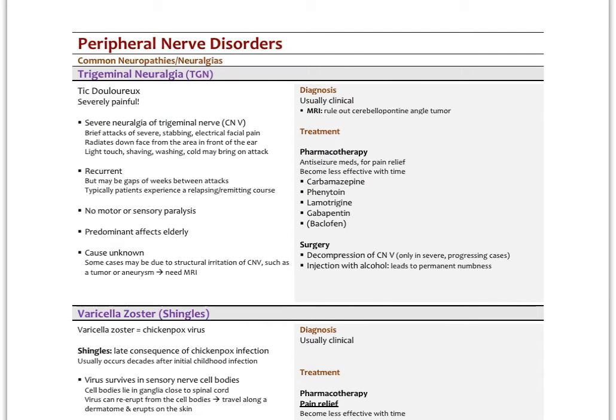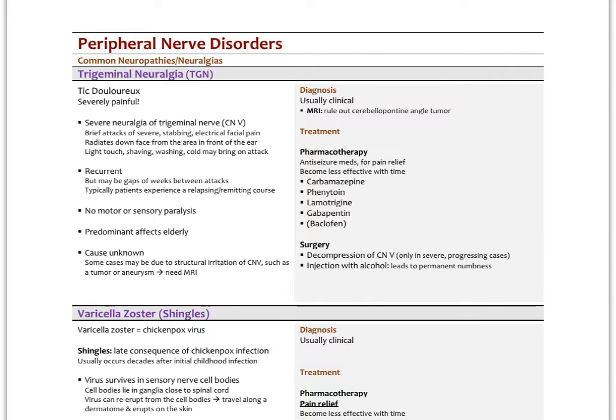A couple more common neuropathies. Trigeminal neuralgia, TGN, also known as tic douloureux. This is severely painful. So remember, trigeminal nerve is sensory to the face. So you get severe neuralgia of the trigeminal nerve, brief attacks of severe stabbing electrical facial pain. Some say it's actually one of the most painful pain conditions out there.